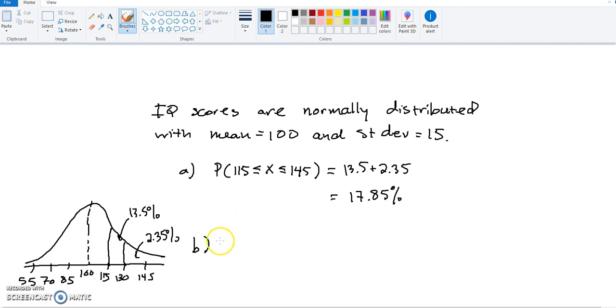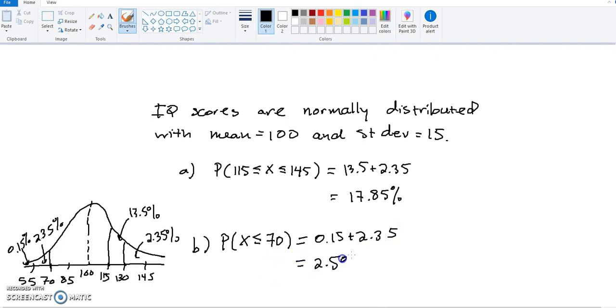What's the probability, let's say, that somebody scores less than 70? So probability of x less than or equal to 70. So that would, again, just be the two smallest sections. So we know this is 2.35. And this one right here is 0.15. And those are both percentages. So 0.15 plus 2.35, and we come up with 2.5% as the probability.